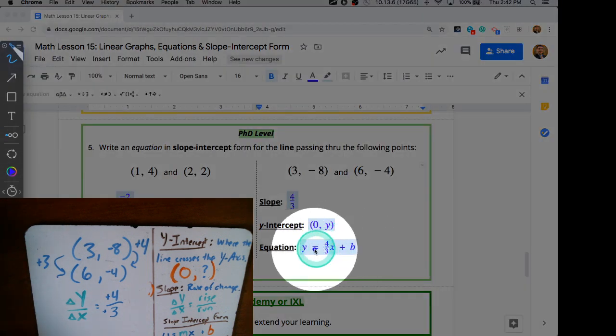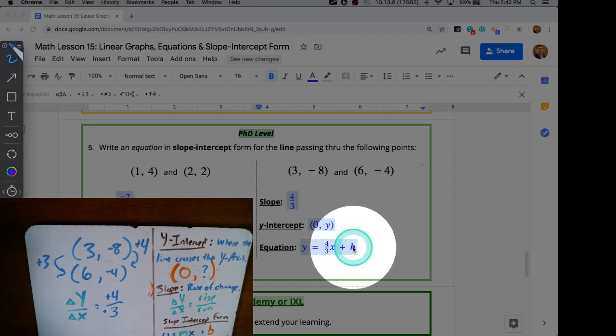Again, I now know the slope is 4 over 3, so 4 over 3 goes in for m, that's the m piece. And I want to be able to figure out what is the y-intercept.